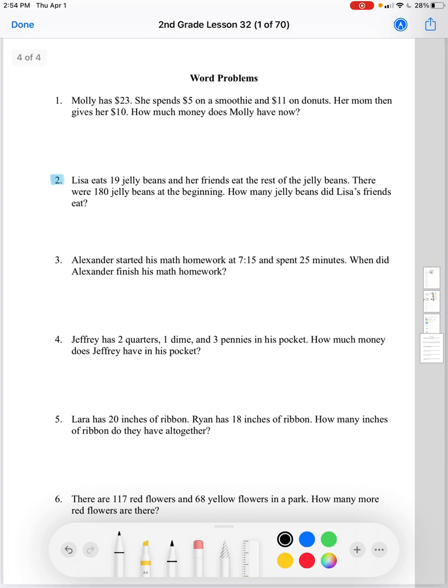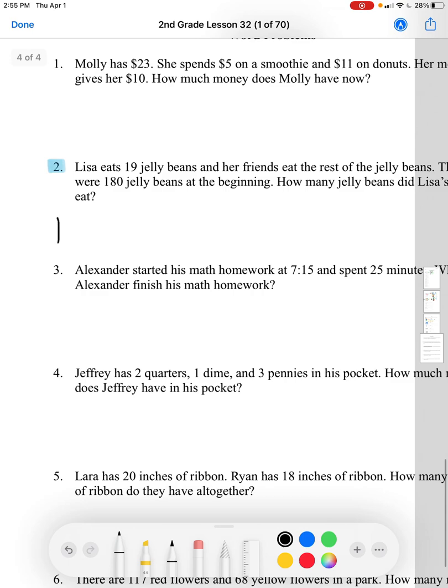Now let's go over a word problem. Number 2. It says Lisa eats 19 jelly beans and her friends eat the rest of the jelly beans. There were 180 jelly beans at the beginning. How many jelly beans did Lisa's friends eat? So they started off with 180, and 180 is the total, right? It's the total of how many Lisa ate and how many her friends ate.